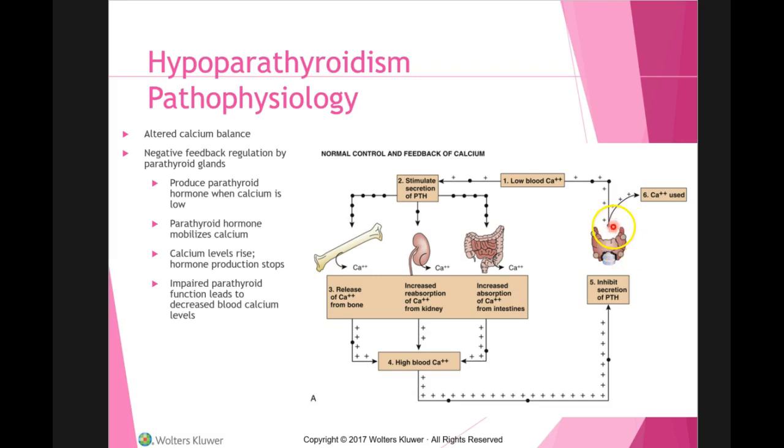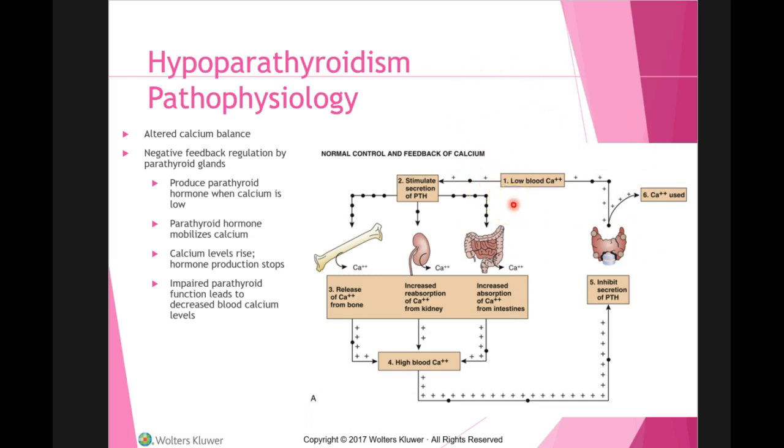Sometimes, just like with any other gland or organ, an autoimmune disease can also destroy the parathyroid glands. So, like I said, it leads to alterations in calcium balance. This is a review of how calcium balance is maintained in our blood. So basically, the hypothalamus senses that calcium is low in the blood.